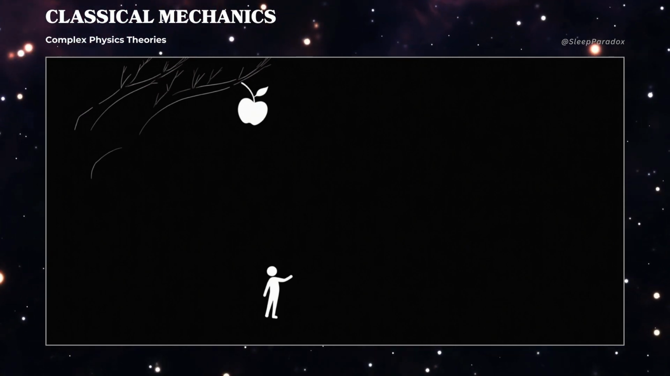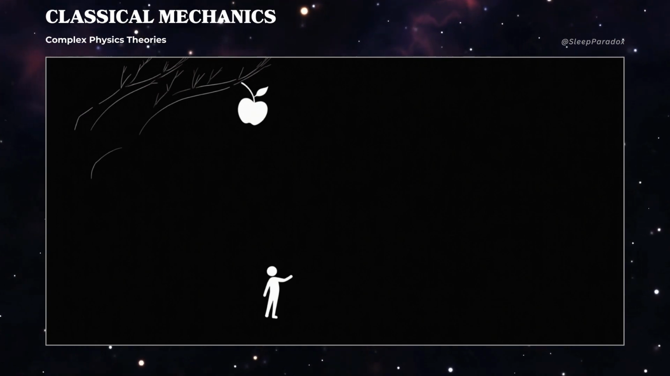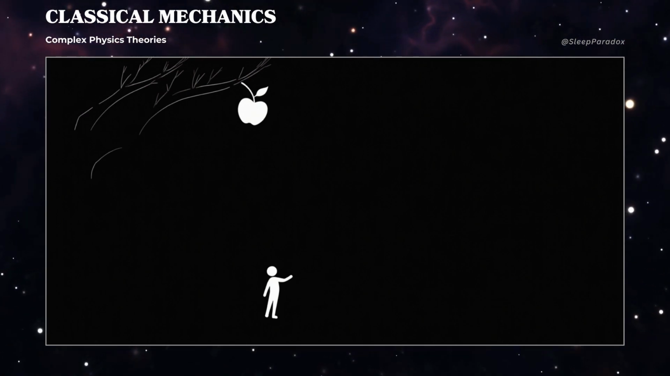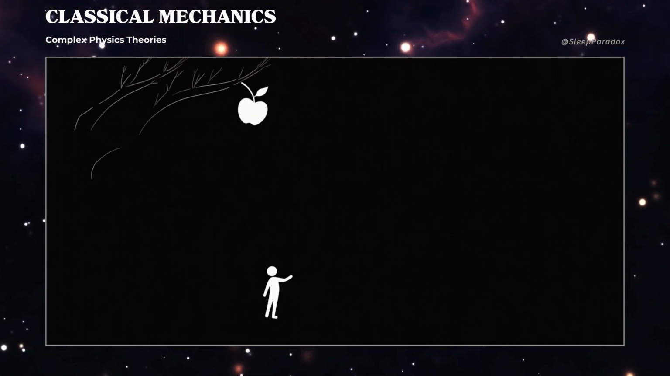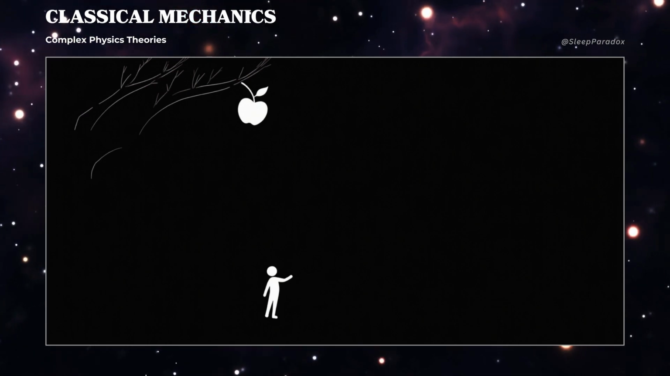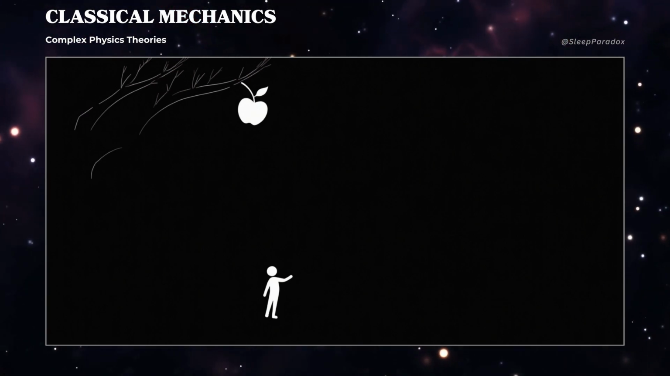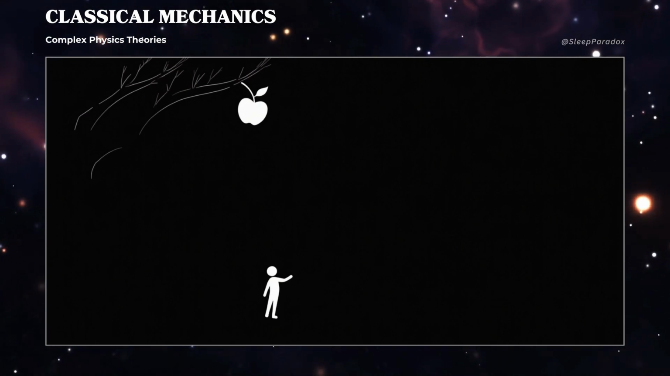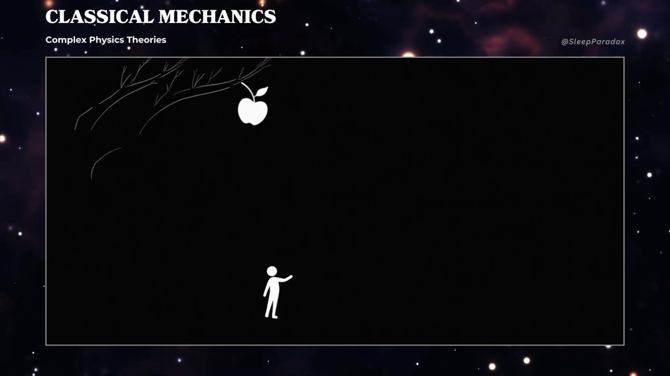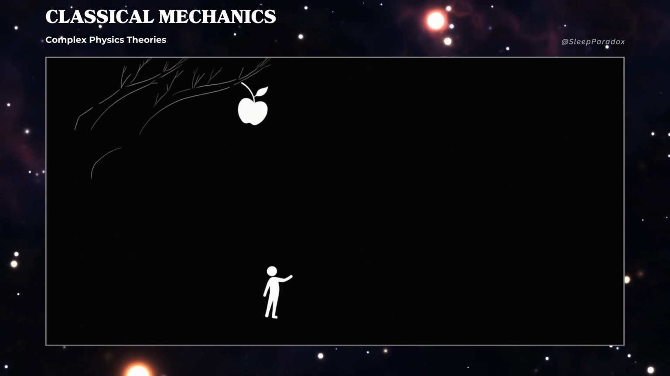These three laws, combined with tools from mathematics, especially calculus, allow us to model an enormous range of phenomena, from the fall of an apple to the orbits of planets, from the swinging of a pendulum to the vibrations of a guitar string. Classical mechanics can describe them all with high precision.